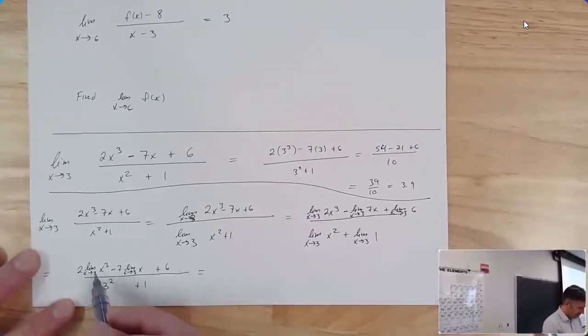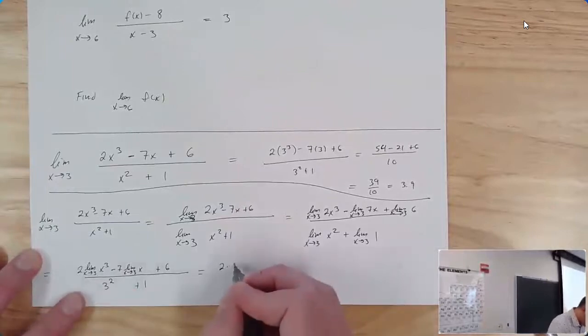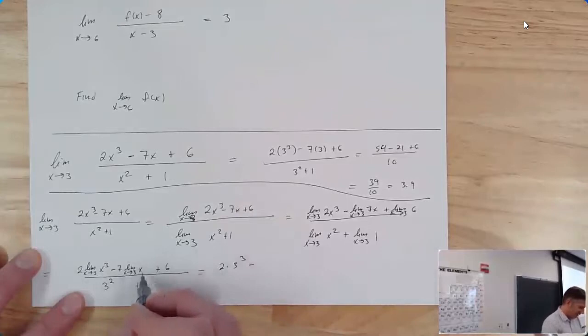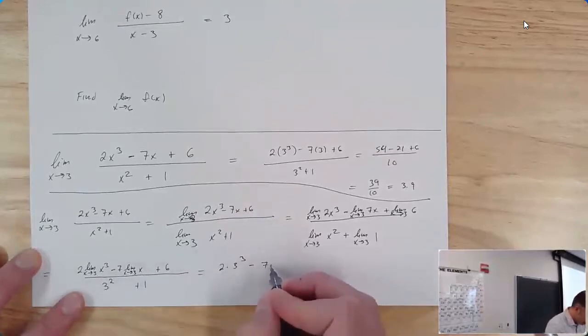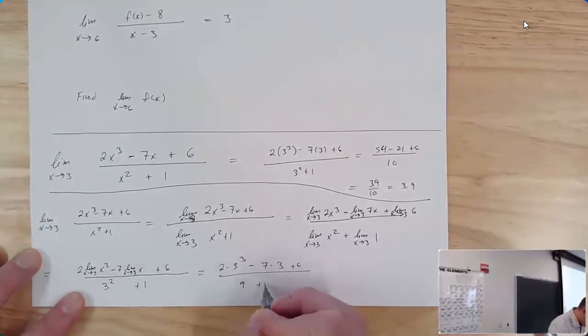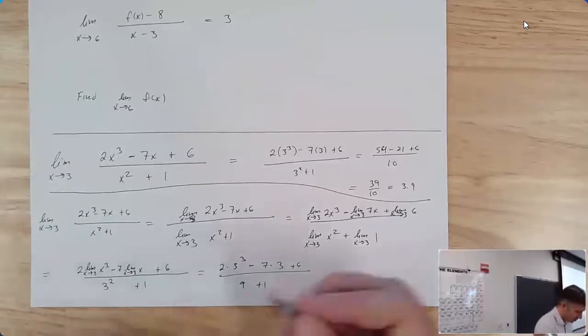But then there's a rule that says, well, it's actually the same rule we already used. If you have the limit as x approaches a number of x to a power, you just plug in that number. So you get 2 times 3 cubed. And then the same deal here. If you have the limit as x approaches 3 of x, you're just going to get 3. Which is the same thing we got before, right? It's just a terrible way of doing it.